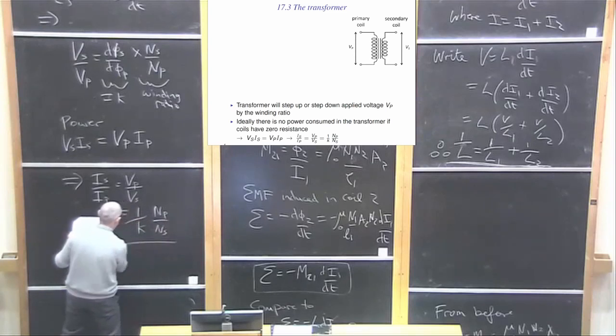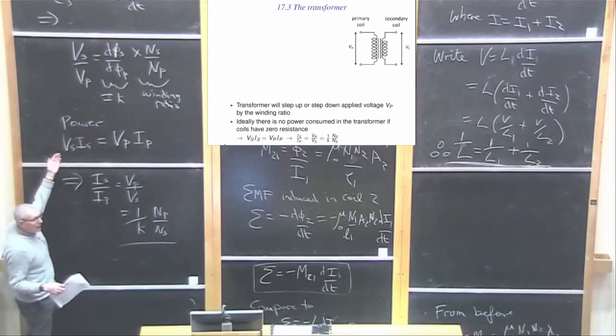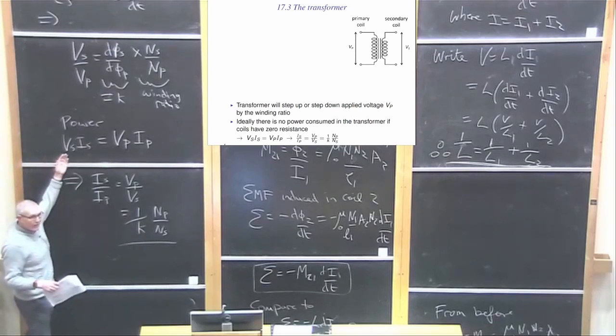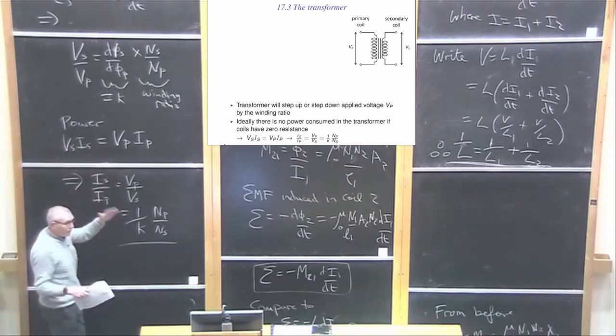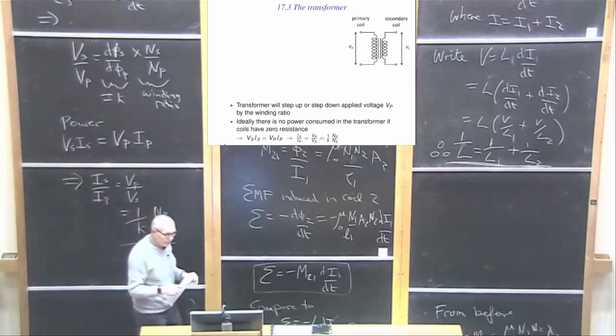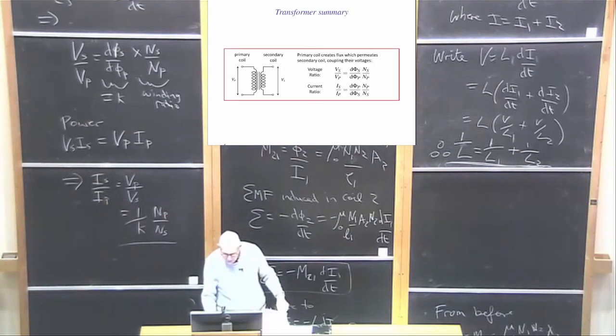If you step up the voltage through the ratio of turns from the primary to the secondary, you step down the current in the same ratio to maintain the conservation of energy, so that the power in a perfect system is transferred from one to the other. Good.